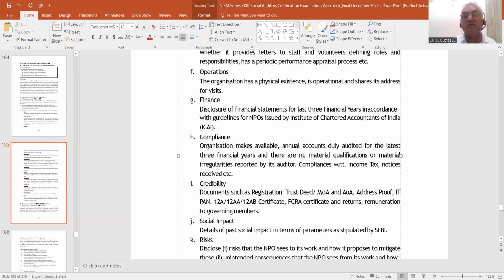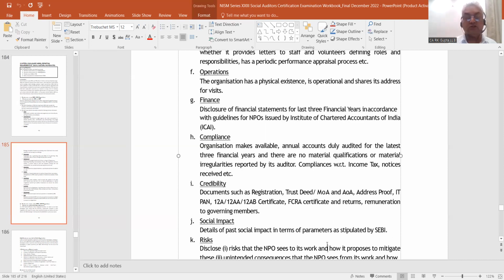Then credibility: documents such as registration, trust deed, memorandum of association and articles of association, address proof, IT PAN, etc., FCRA certificates and returns, remuneration to governing members. Then social impact: details of past social impact in terms of parameters as stipulated by SEBI.